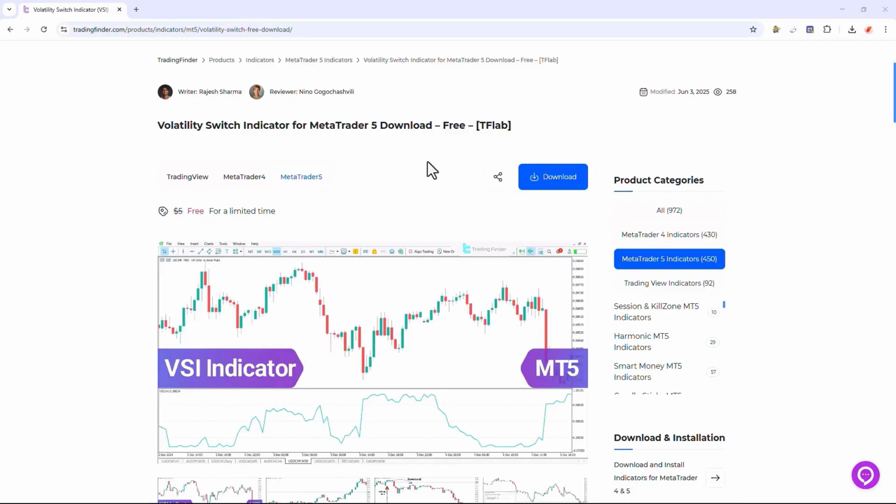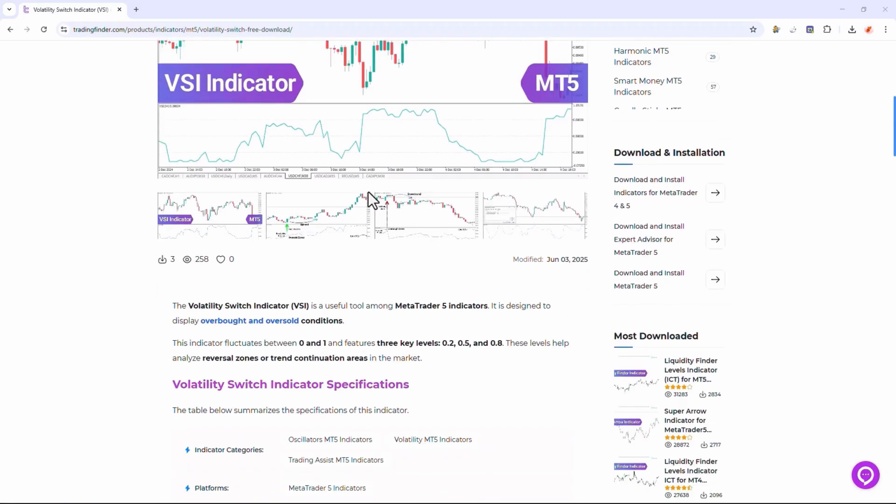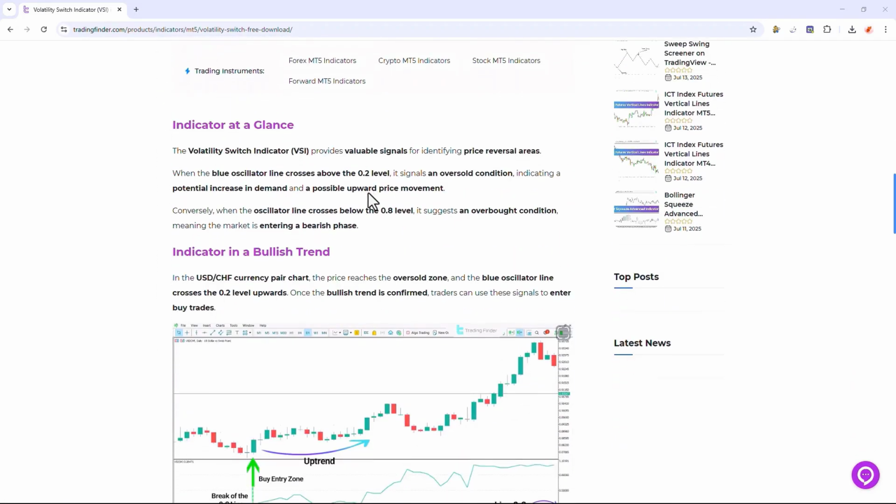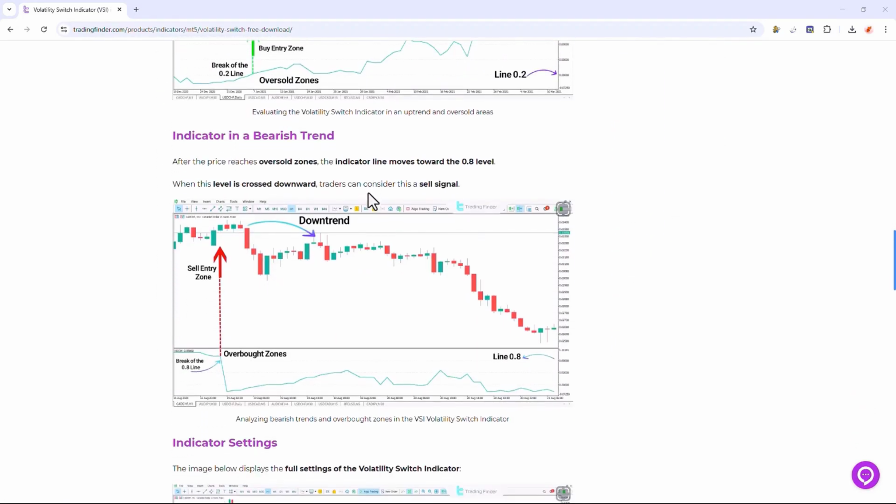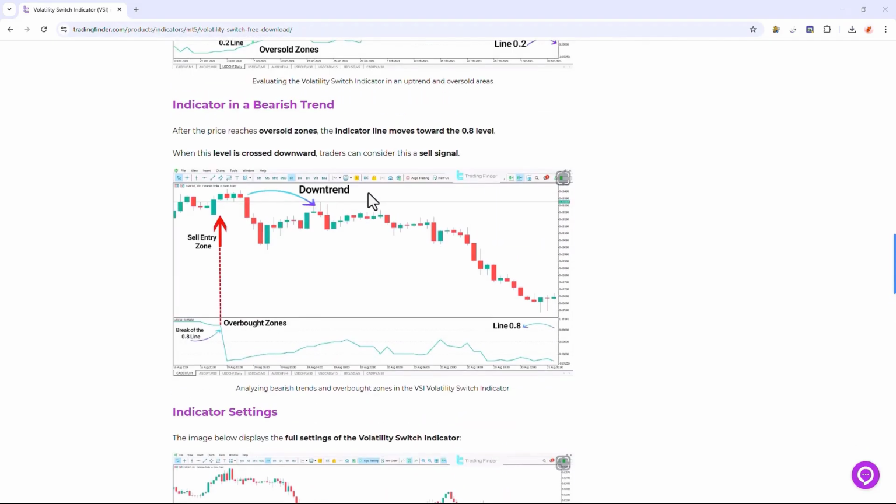The Volatility Switch Indicator is available for various platforms on the Tradingfinder website. From this section, you can download the indicator file for MetaTrader 4 and MetaTrader 5 platforms and run it on your chart. Additionally, traders can read this page to learn about how the indicator works and its functionality.